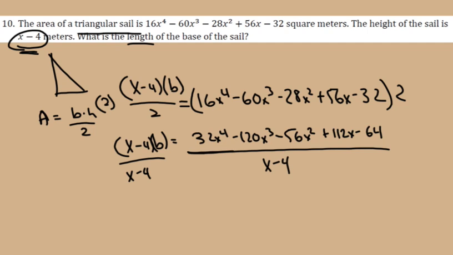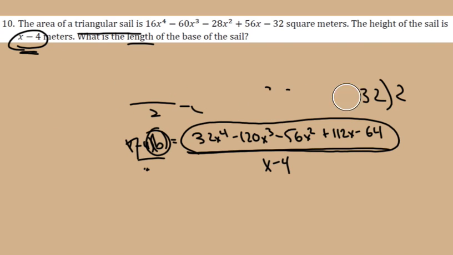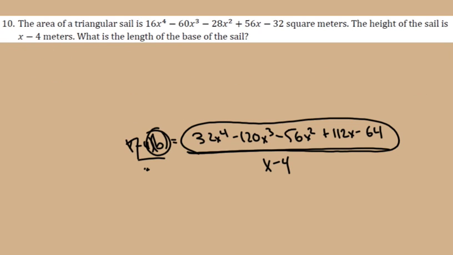All right, so I've got the new one where everything is doubled. So that will cancel out over here, and I'll be left with just my base. Let's look at this and rewrite it. I'll erase all this other stuff, and we'll rewrite this. We're still dividing by x minus 4, so I'm still going to have 4. But I'm now going to have 32, negative 120, negative 56, 112, and negative 64.